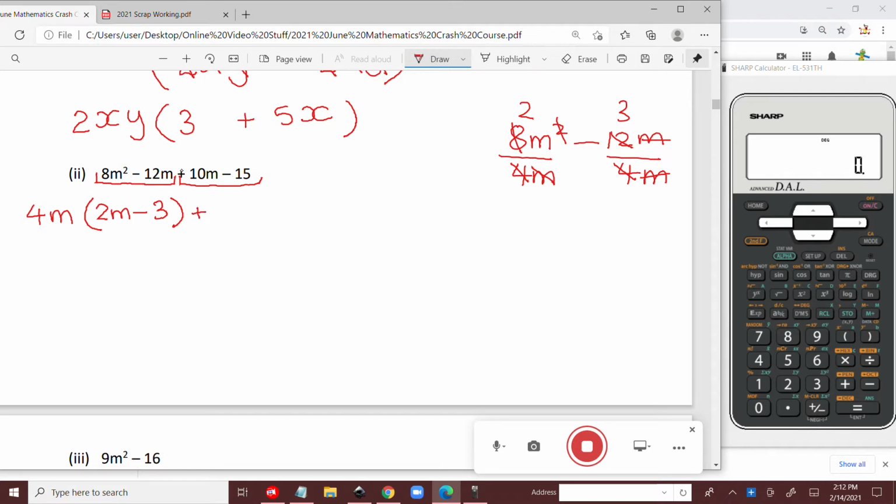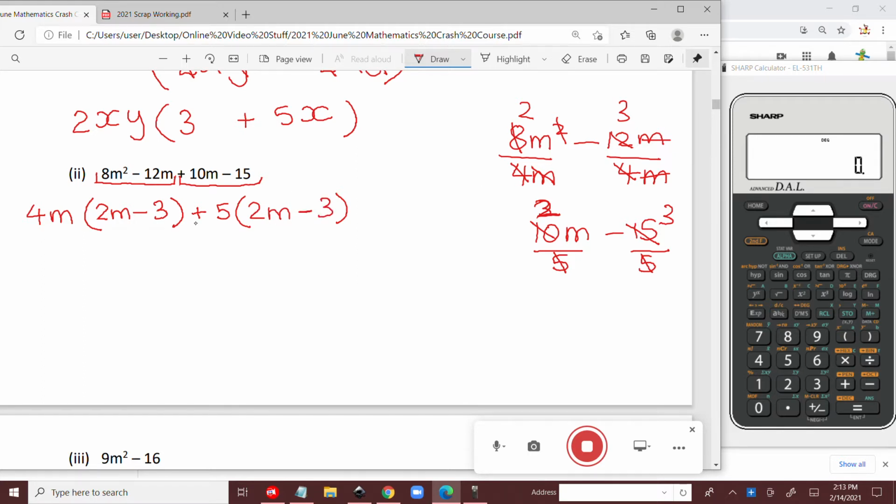Plus, we have to factorize the other 2 items. Now, the other 2 items is pretty simple. It's just 10m minus 15. So I'm going to pull out 5, because I know 5 can go into both 10 and 15. So if I'm pulling out 5, I'm secretly dividing everyone here by 5. 5 into 10 is 2, my mistake. So I get 2m, and 5 into 15 is 3. So I'm left with 2m minus 3.